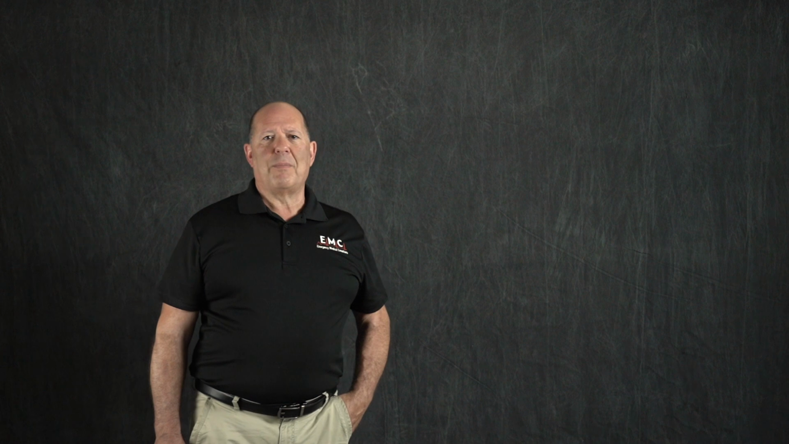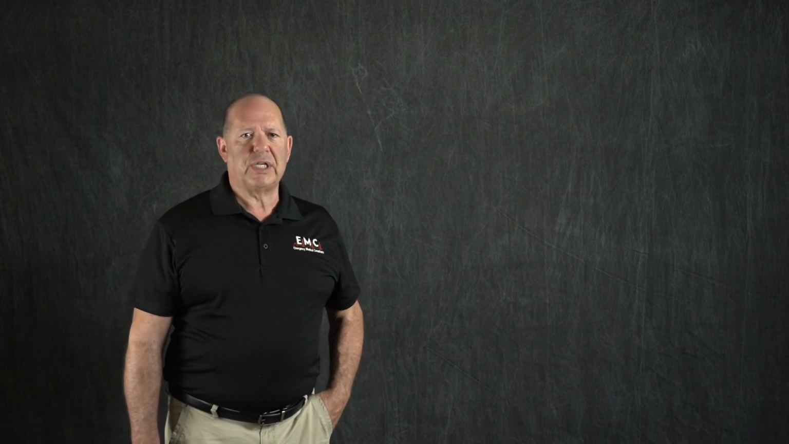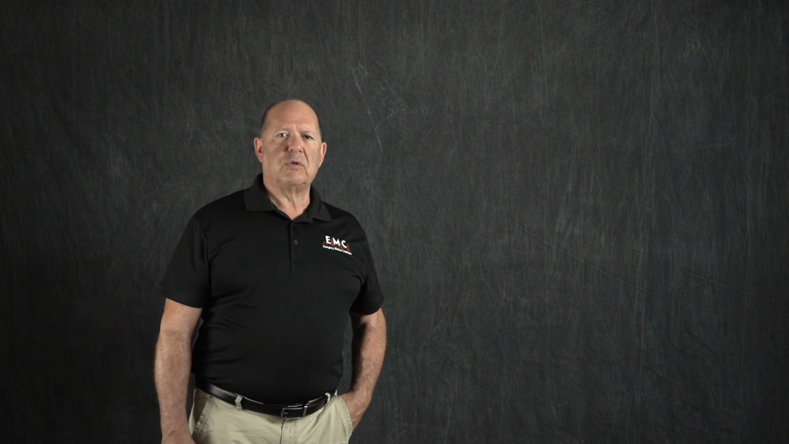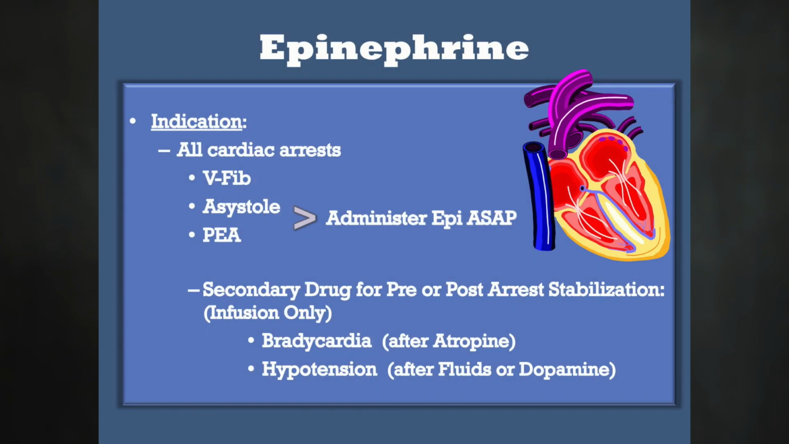So when we talk about actual medications and drugs that we're going to be pushing into the patient in cardiac arrest, the first and the most common drug that we use is epinephrine or adrenaline. Remember that epinephrine is used in all cardiac arrest rhythms, and the 3 main cardiac arrest rhythms would be ventricular fibrillation, which is the same as ventricular tachycardia without a pulse, asystole, or PEA, pulseless electrical activity. Epinephrine can be used as an infusion in a patient who has refractory, that is, not responding to other treatments, bradycardia or hypotension, or a combination thereof.